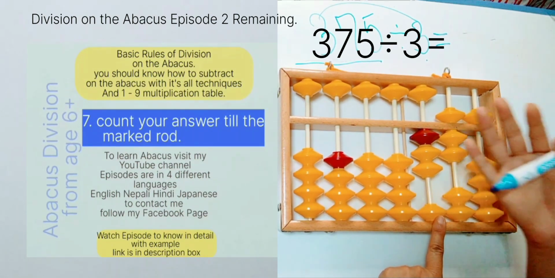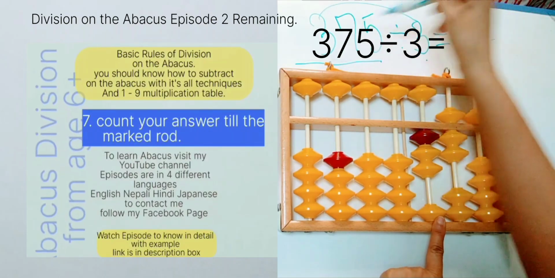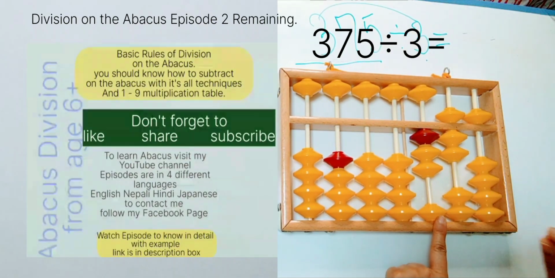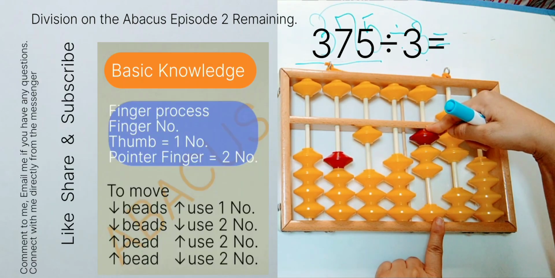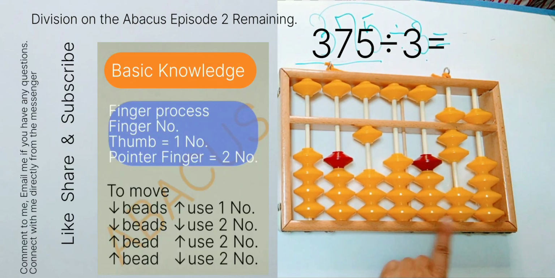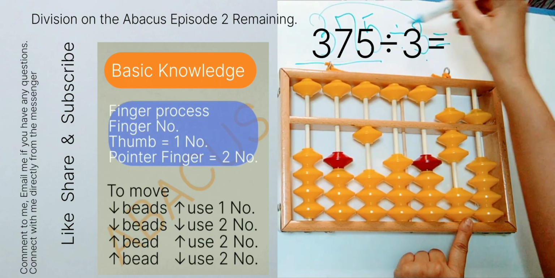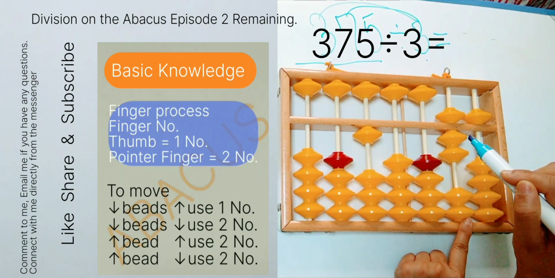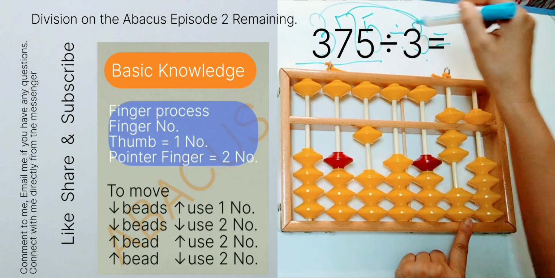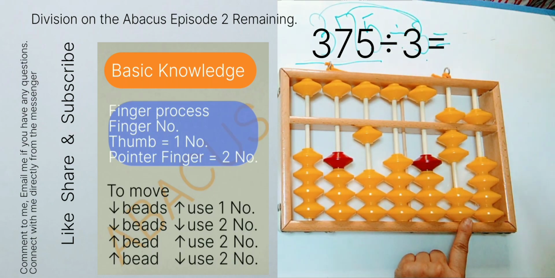Come to our question. 3 divided by 3, your answer is 1, and you have to place your answer 2 rods left side here and subtract the same amount, 3, from here, and change your pointer finger to the right side. Next, 7 divided by 3 means here is a remaining. You can divide 7 by 3 twice, 3 twos are 6, and there is 1 remaining.